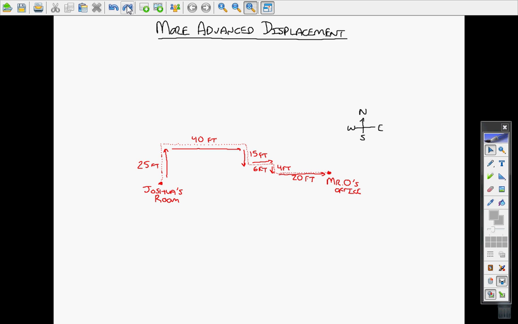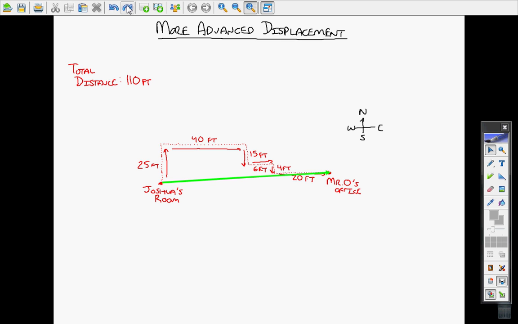Our total distance traveled is pretty easy to figure out. We just add all those values together, and we get a total distance of 110 feet, although it is an estimate. That is the total distance traveled, but that, however, is not our displacement as we discussed before. Our displacement is going to be the straight line between my room and Mr. O's room. What if I could just walk through all of the walls in a perfectly straight line, which represents the shortest distance between my room and his room?